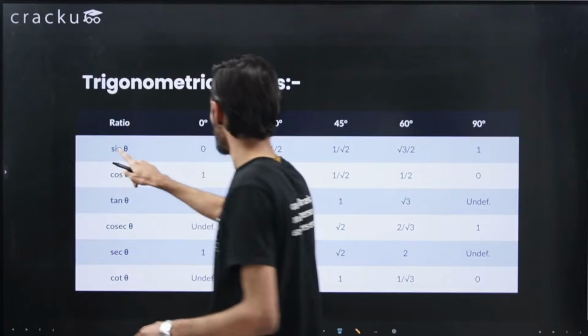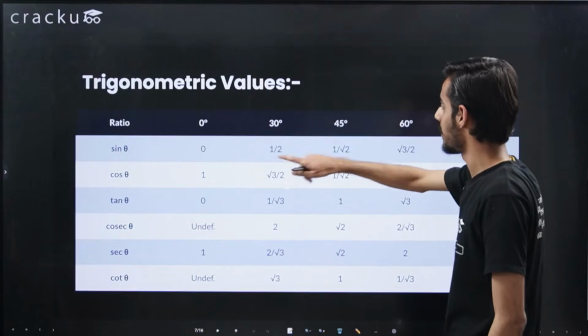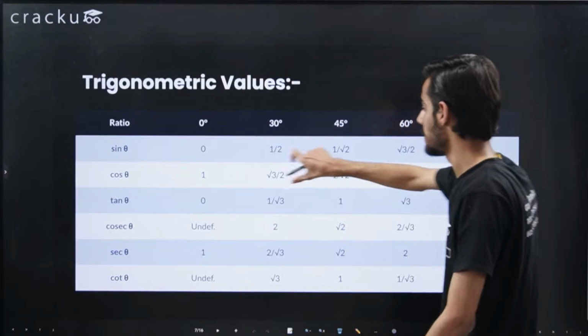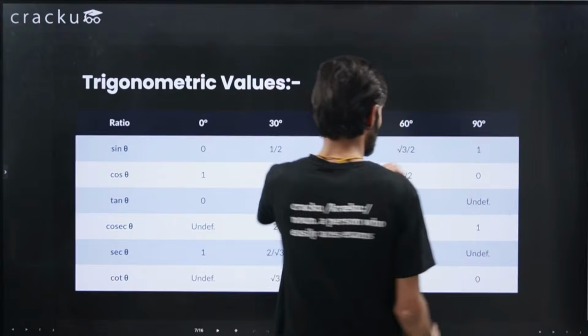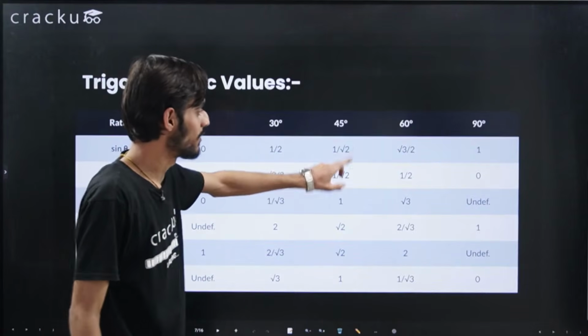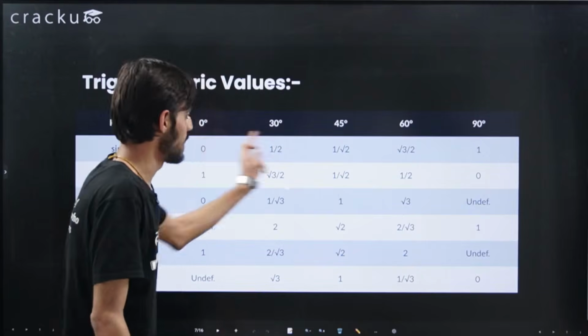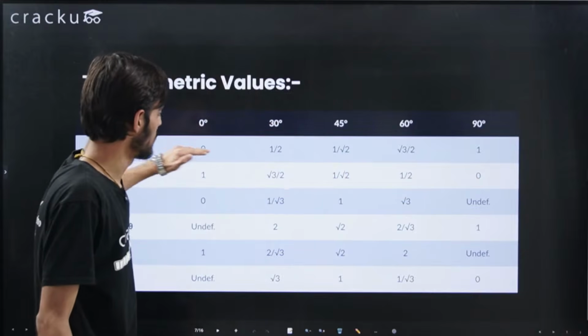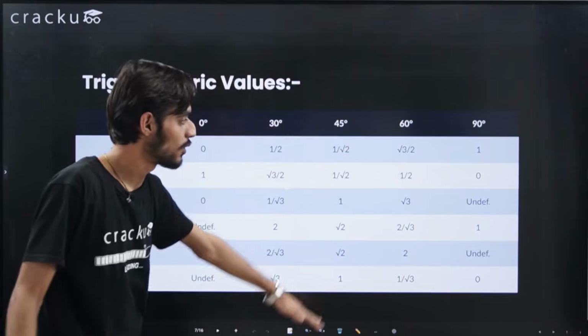That is, if you know that the sine of 0 is 0, sine of 30 is 1 by 2, and so on, then you can just write these things in the reverse order. That sine 90 is 1, so you can write 1 here. Then root 3 by 2 you can write here, 1 by root 2, then 1 by 2 here, and 0 here. So just on the basis of this particular row, you will be able to derive all those things.